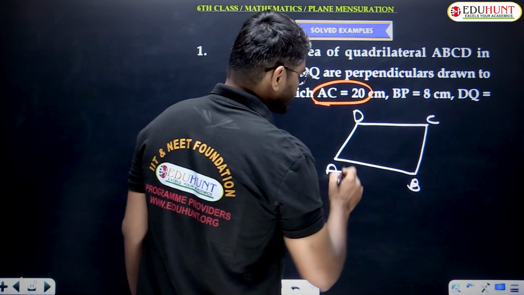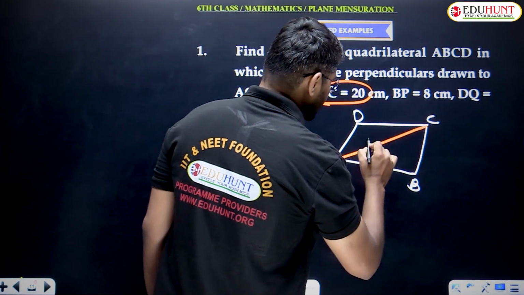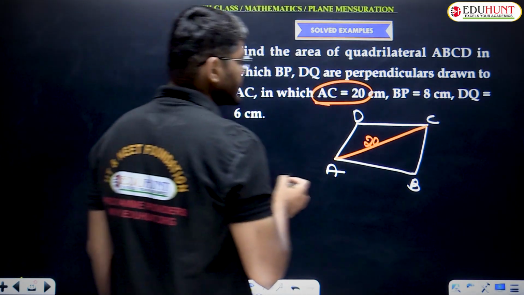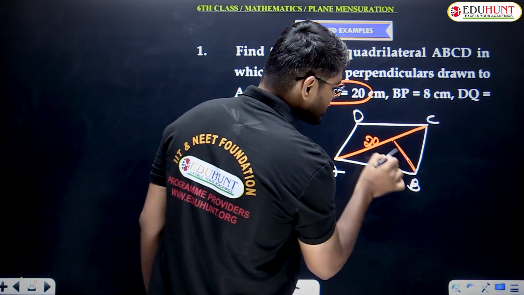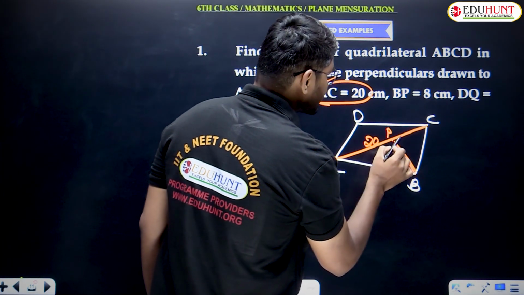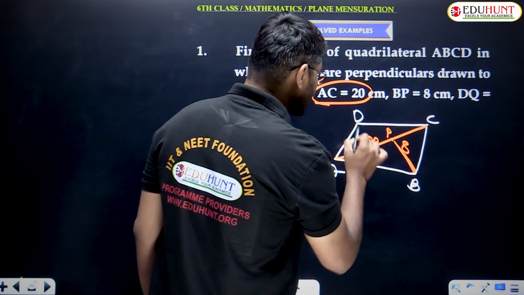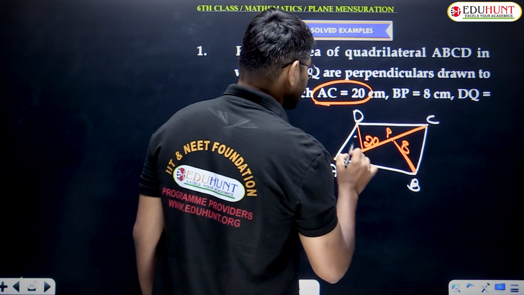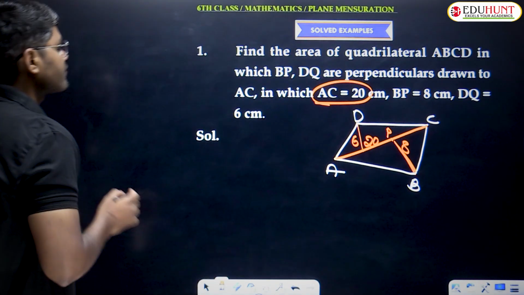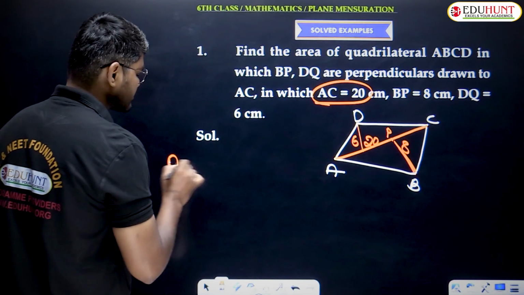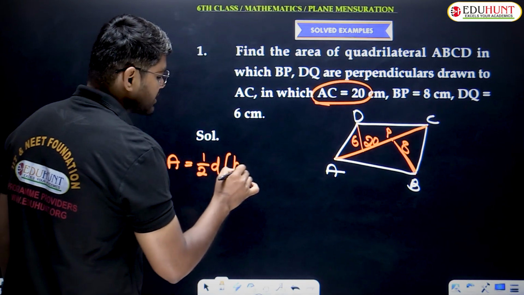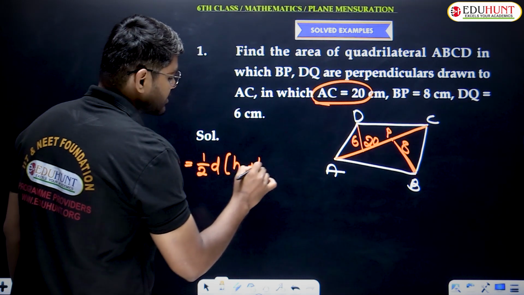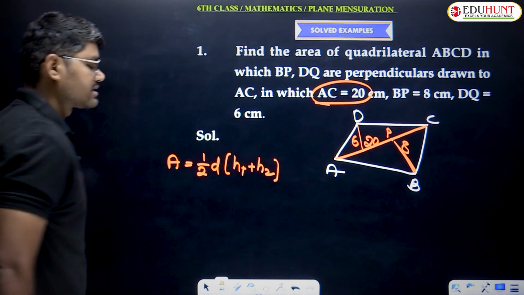AC is 20. BP is 8, and BP is perpendicular drawn to AC. DQ is 6. So, area of quadrilateral is equal to half into diagonal into sum of perpendicular heights, H1 plus H2.